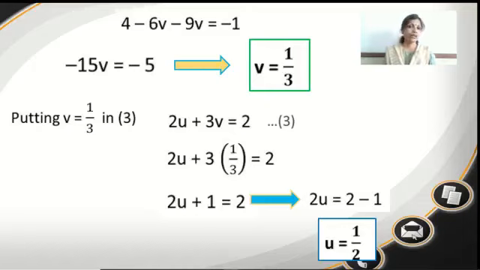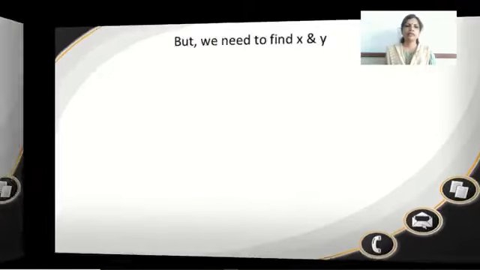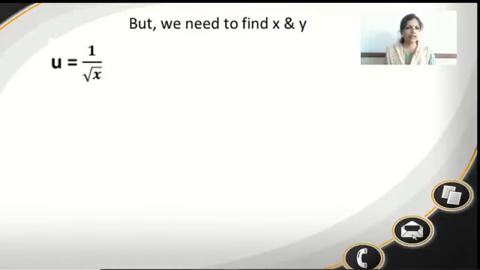Then I told you what is the important step which you should not forget. It is the resubstitution. So we have to find the values of x and y. We have taken u is equal to 1 upon x, but we got the value of u as 1 by 2.